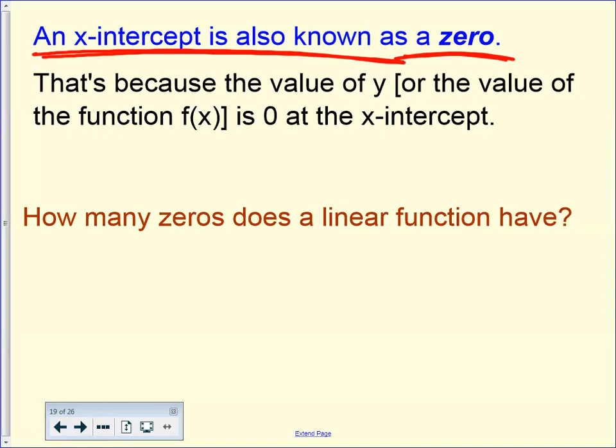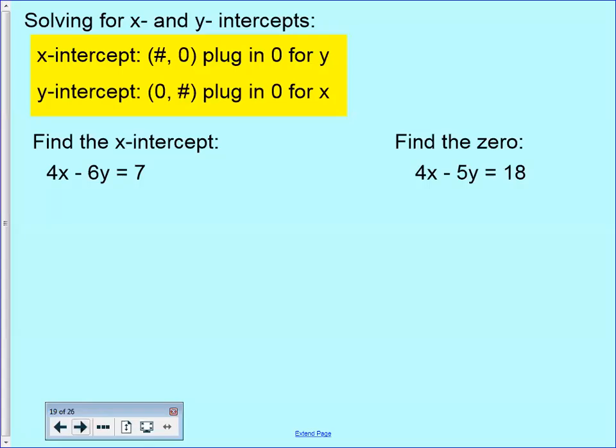Now, the question that we have here is how many zeros does a linear function have? Well, it's the same number of x-intercepts that it has, which is 1, okay? A linear function is going to have one. In some cases, we've seen it's going to have none, but the majority of the time it's going to be 1. All right, why don't you pause the video, see if you can solve these for your x-intercept and your zero.